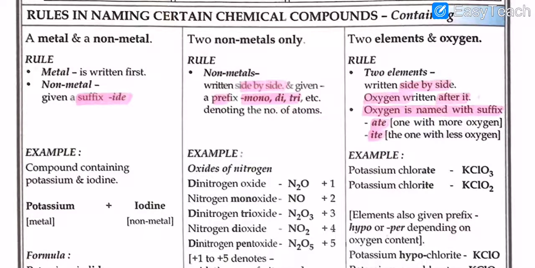Then, two non-metals are written side by side and they're given the prefixes mono, di, tri. And with two elements, oxygen is written after that, and they're given the suffix ate and ite, chlorate and chlorite, basically. Okay, so hypochlorite, chlorite, chlorate, and all of this. All right. Okay, just bear with me. Oh, come on, we're almost done with literally the complete chapter.